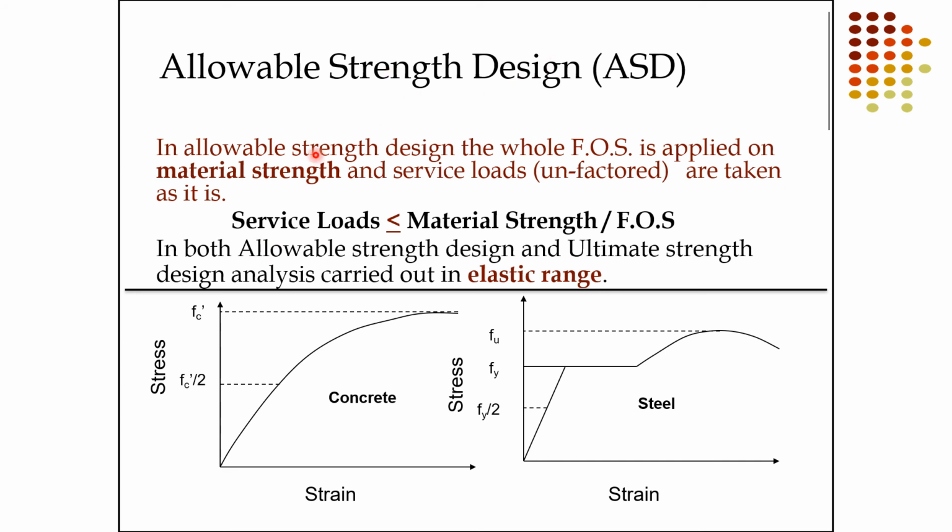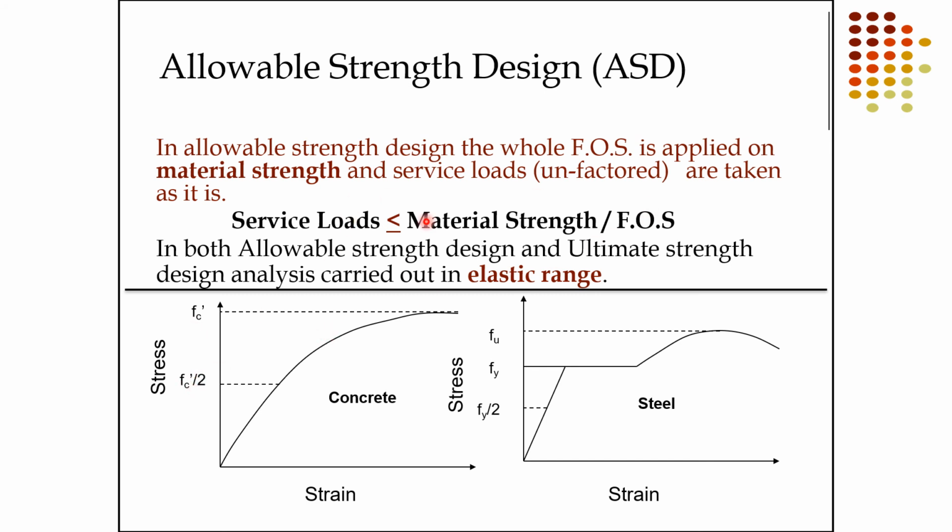In both allowable strength design and ultimate strength design, analysis is carried out in the elastic range, meaning all the values of material are used in the elastic range. For example, here is steel, here is the yield, and here is the ultimate. We use in the design values under the elastic limit, under the yield point. Similarly for concrete. That's how we use allowable strength design. That is the stress strain curve of concrete, and that is the stress strain curve of steel. Why that is Fy by 2, Fc prime over 2? Fc prime is the ultimate strength of concrete.